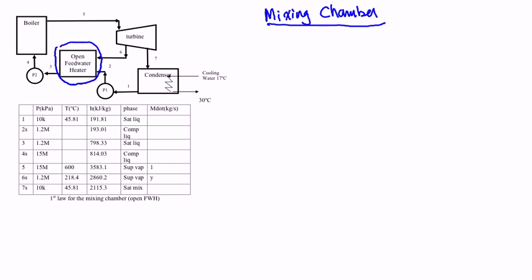So we're going to be talking about the first law for a mixing chamber. In this particular case, the mixing chamber is the open feed water heater, which I'm going to circle right now. Okay, so in the open feed water heater, let's go ahead and put in the first law. And this time I'm going to put in the summation.